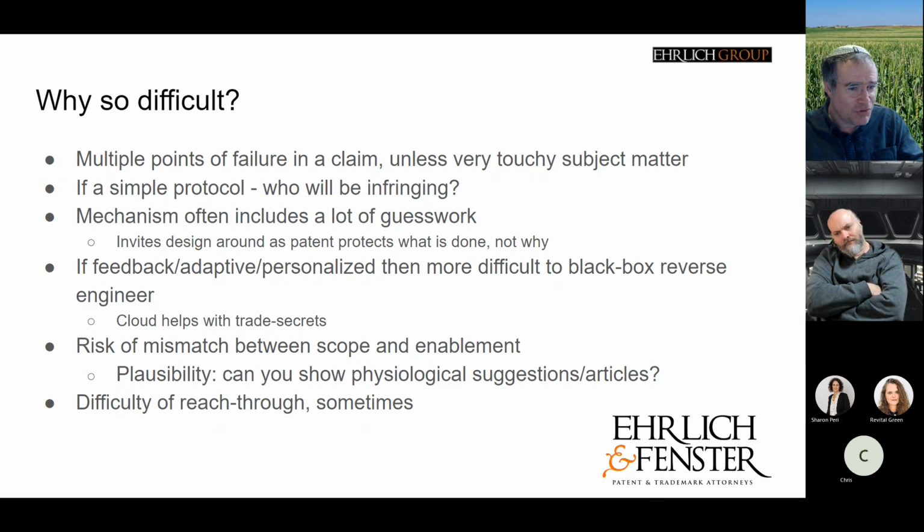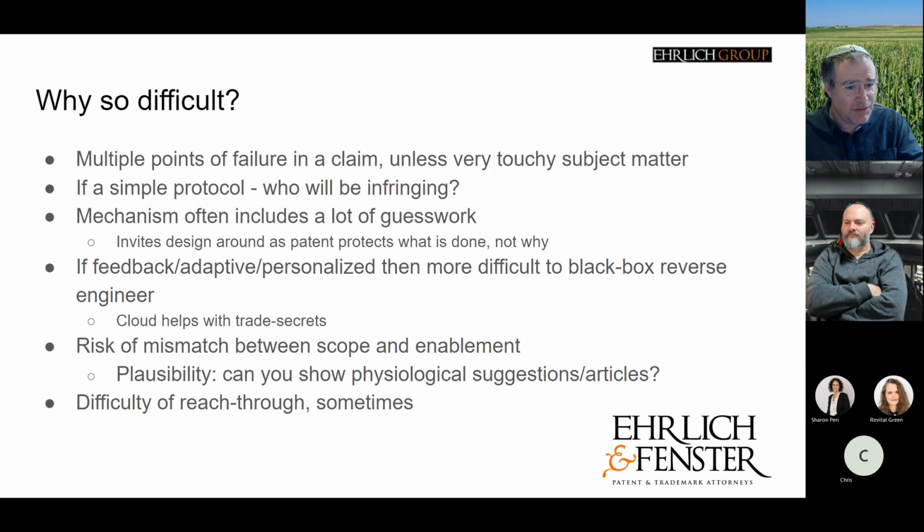Another big problem with protocols is you're risking mismatch between the scope of the claim and the enablement you have in your application. Okay, you have one example of a protocol or two examples of a protocol, but your claim, of course, is very, very broad. So is the entire scope of the claim enabled?